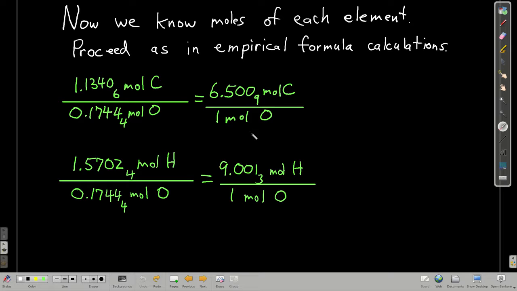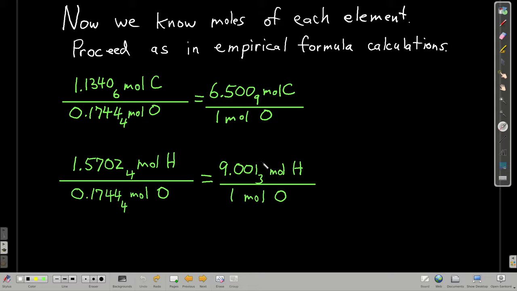Now we have moles of all the elements in the compound: carbon, hydrogen, and oxygen. Now we just do what we did with the empirical formula calculation. We divide by the moles of the element that we have the least of. In our example, the least number of moles was oxygen, 0.1744. So we divide moles of carbon and moles of hydrogen by moles of oxygen, and we get 6.5 or so moles of carbon for every 1 mole of oxygen and about 9 moles of hydrogen for every 1 mole of oxygen.